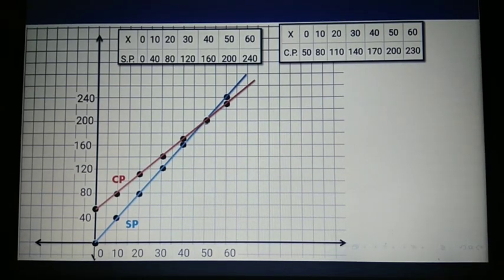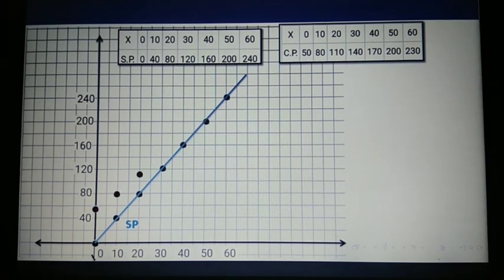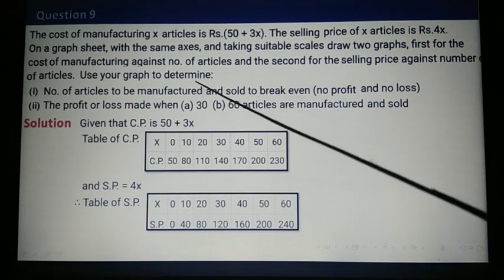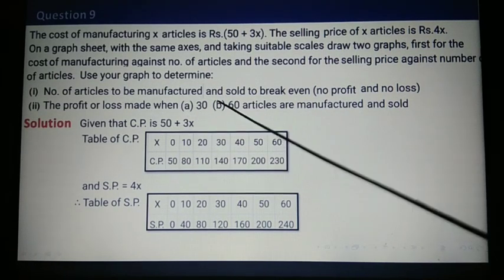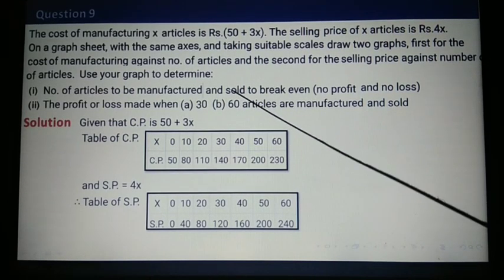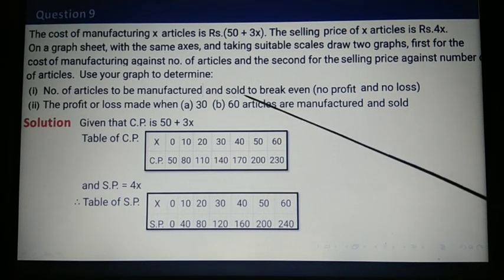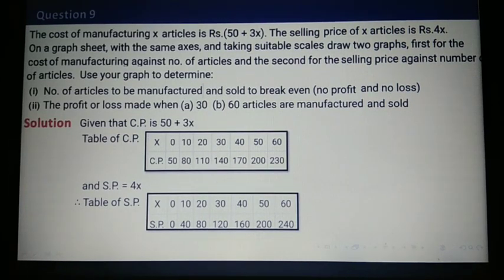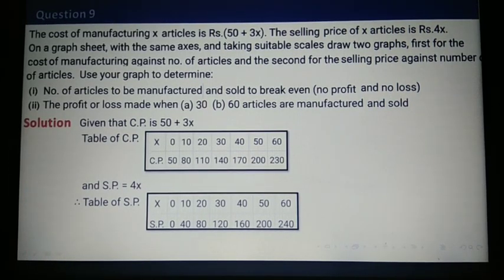Now the first question was saying, let me go back to the earlier one. The first question was saying, determine the number of articles to be manufactured and sold in order to have break even. That means there is no profit, there is no loss. So basically, whatever money you are spending for manufacturing, the same amount you are earning, so that there is no profit, no loss. So basically, cost price and selling price both are equal here.